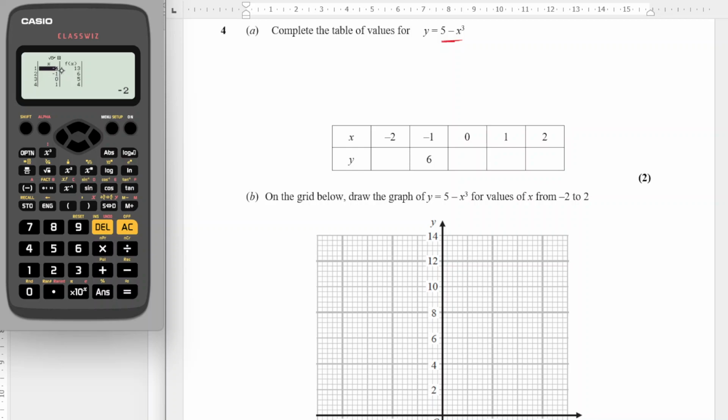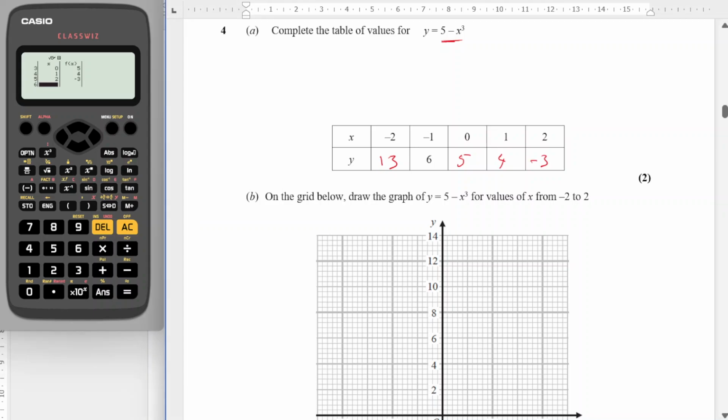So it says when x is minus 2, y would be 13. When x is minus 1, y would be 6, which we've already got. 0, 5, and then 1, 4, and then finally use my replay button to move down through my table. I've gone too far. I get 2, minus 3.